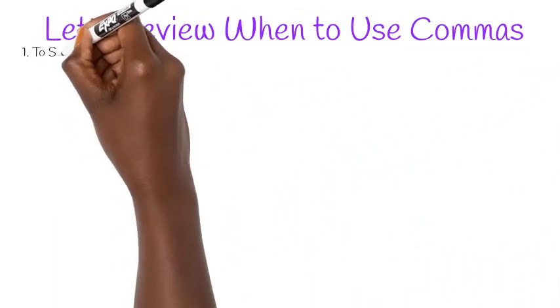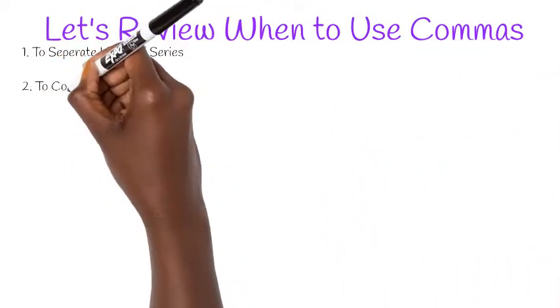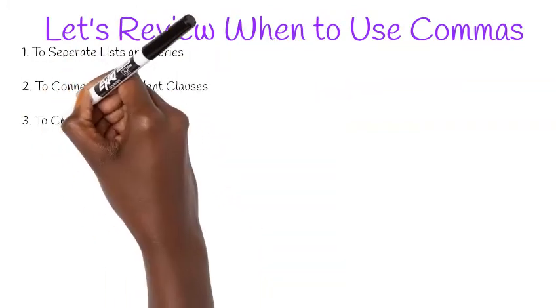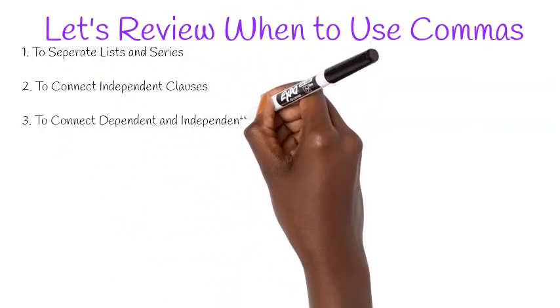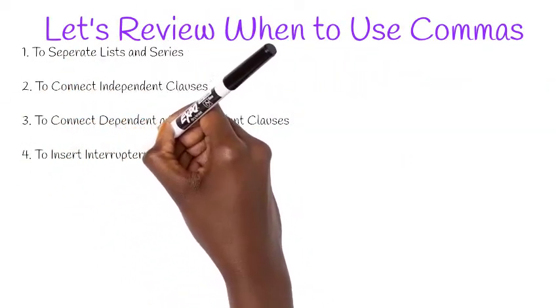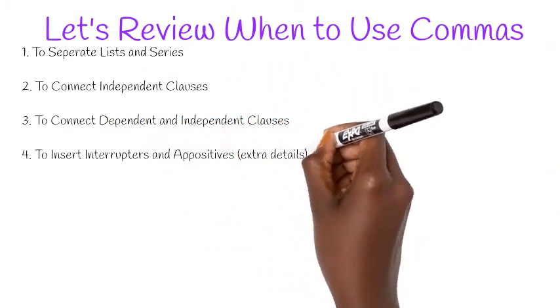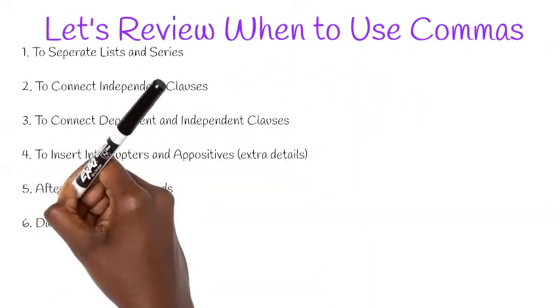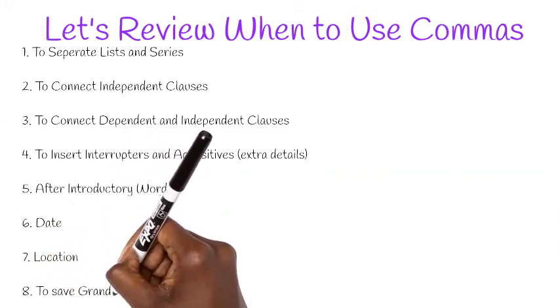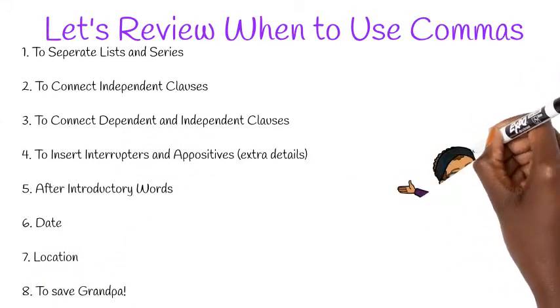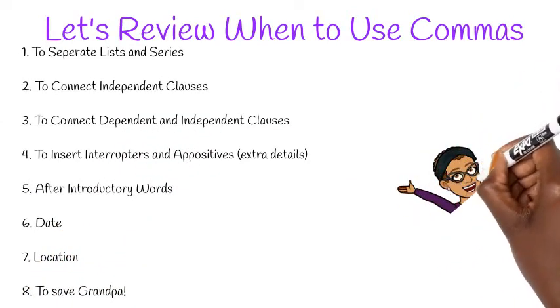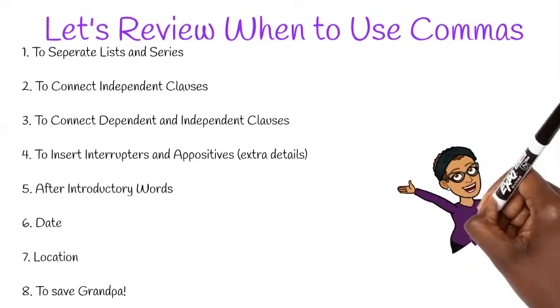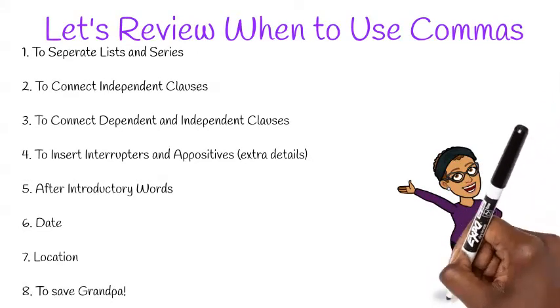Now, let's review when to use commas. 1, to separate lists and series. 2, to connect independent clauses. 3, to connect dependent and independent clauses. 4, to insert interrupters and appositives, which just means extra details. 5, after introductory words. 6, for dates. 7, for locations. And most importantly, 8, to save grandpa.